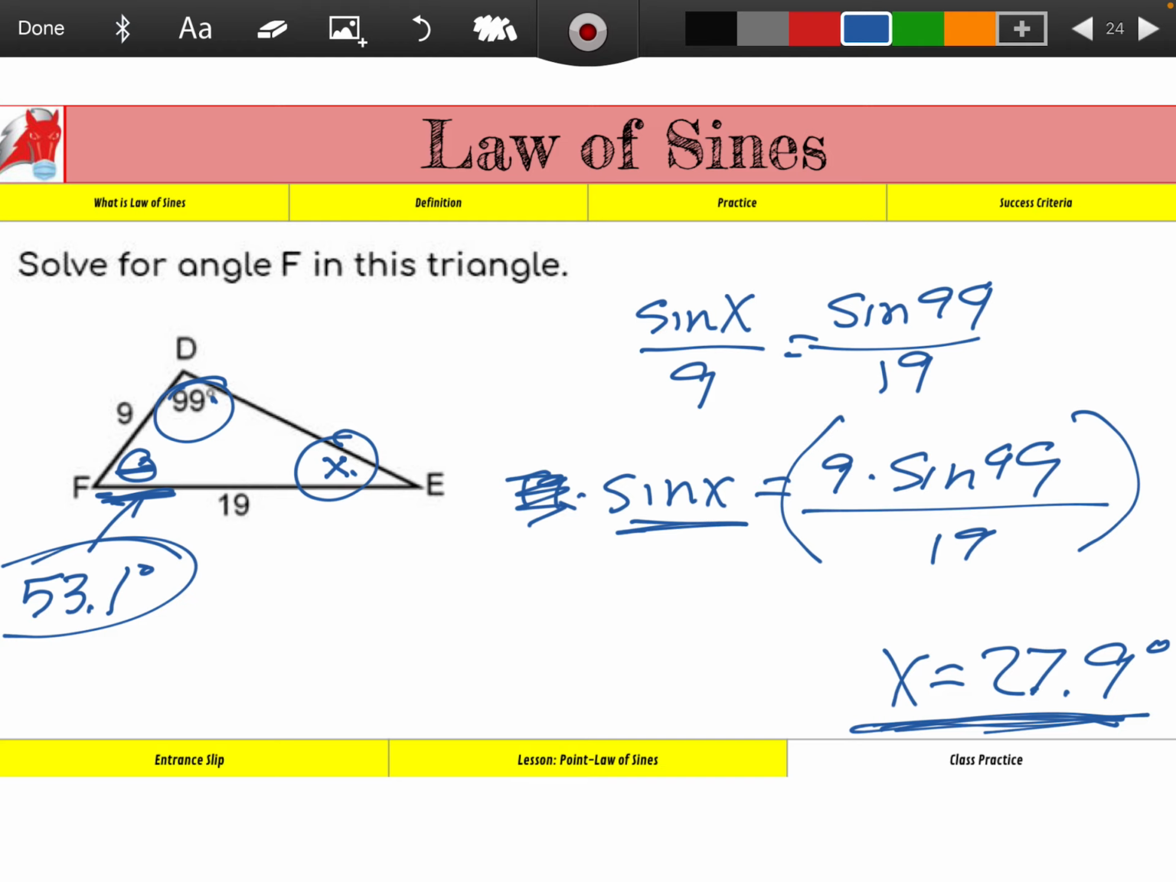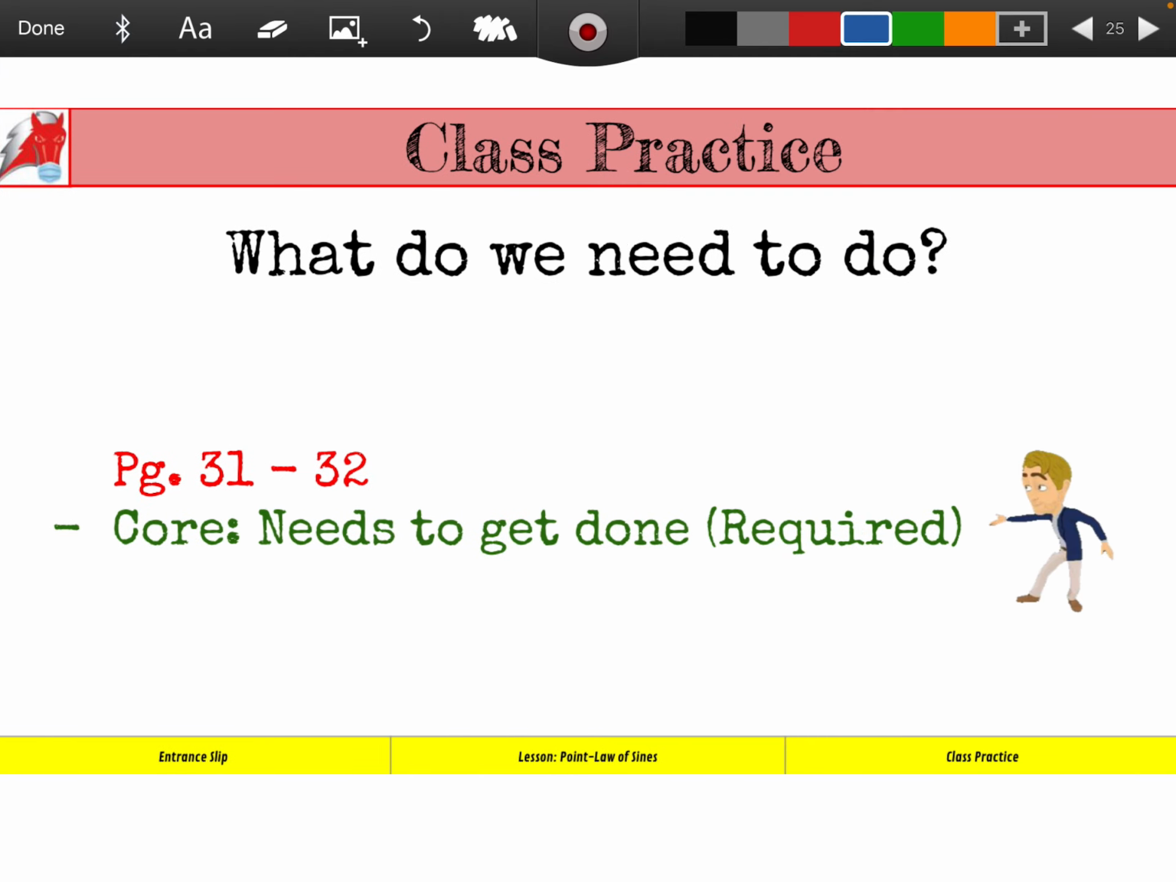Okay, so you can see now we're starting to get to the point where we can find any piece of any triangle that we want. Okay, practice for you. Page 31 and 32, it's just core, nothing else super crazy. No extended or skills. All of it's required. Get your practice in, try your stuff out, check your solutions.